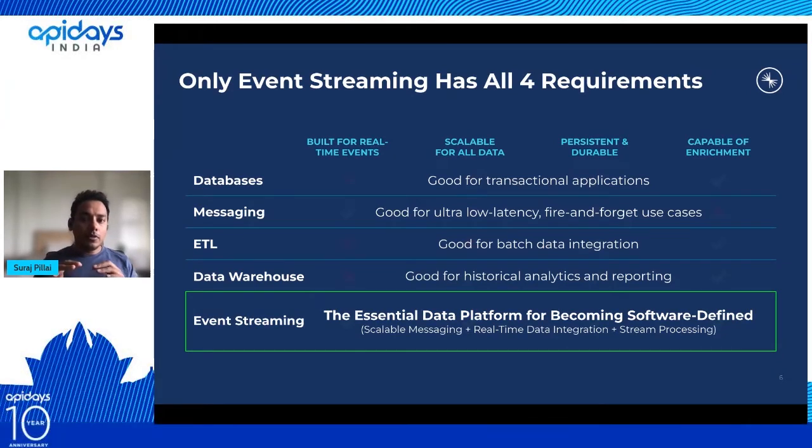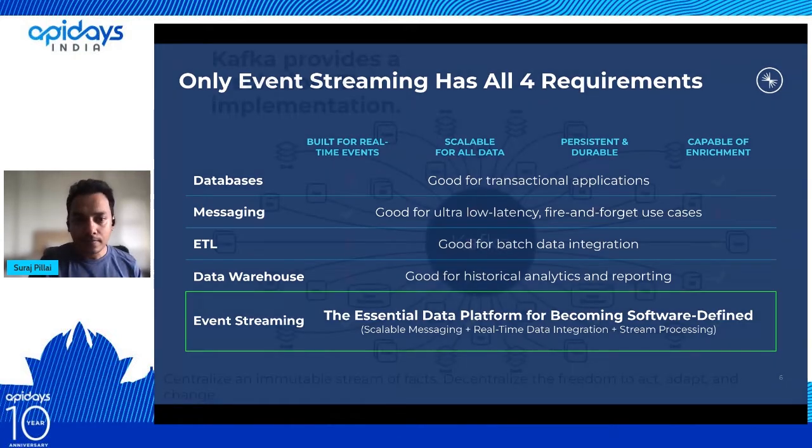So if I want one platform or one kind of architecture which satisfies all these requirements, it is going to be an event streaming platform, which is scalable and real time, and on top of which you can have stream processing so that you get meaningful data.